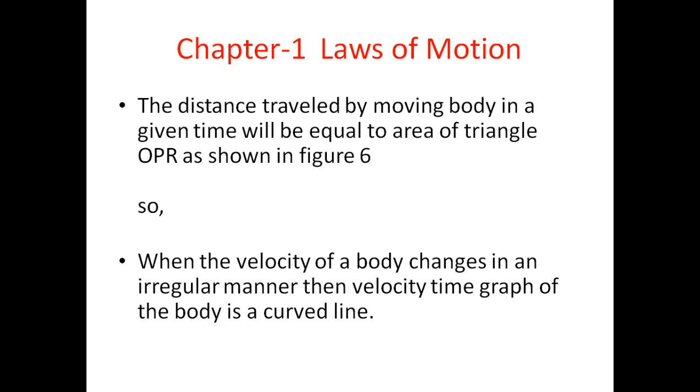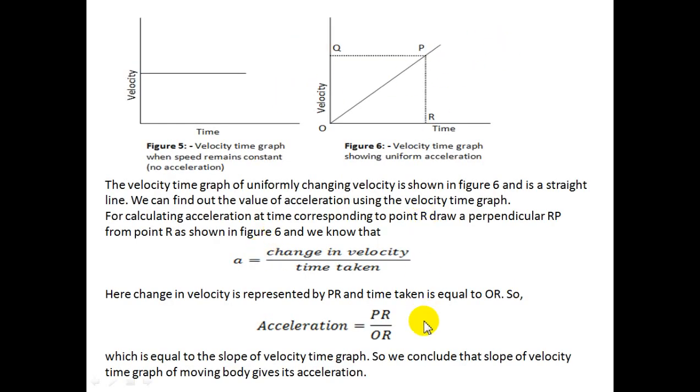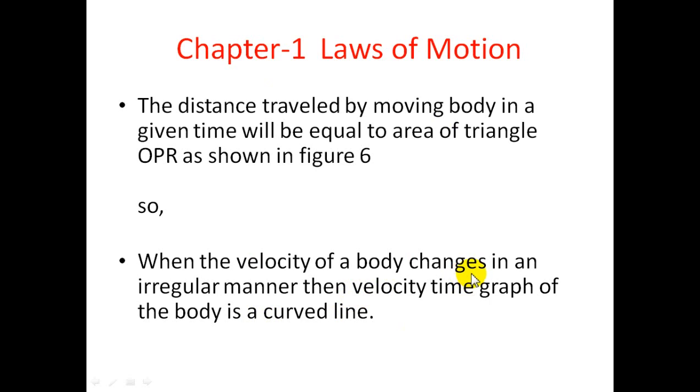When the velocity of a body changes in an irregular manner, the velocity-time graph of the body is a curved line. Here we are getting a straight inclined slope, but if the body is moving in a non-uniform way, we will get a curved line.